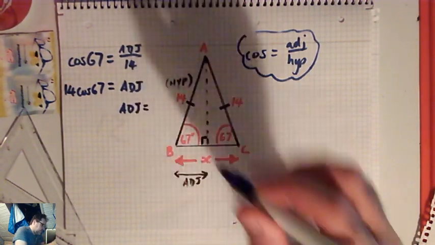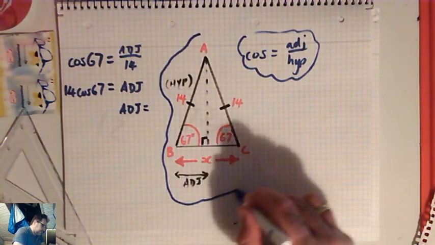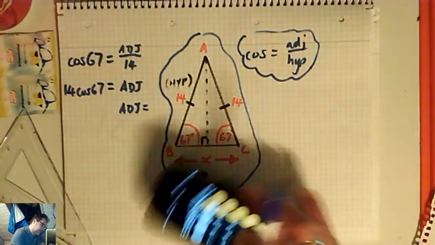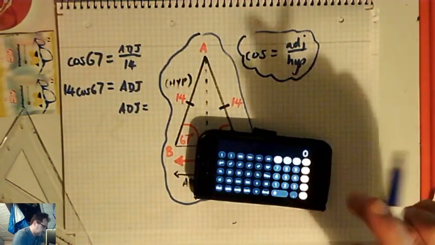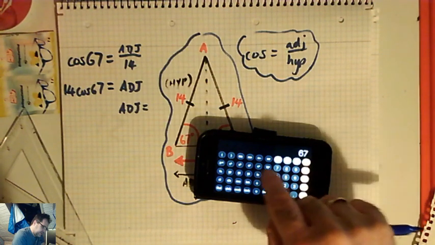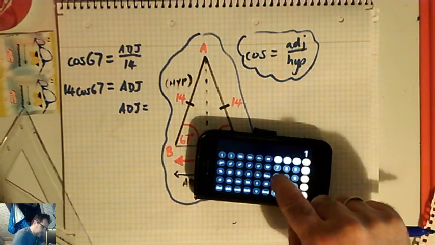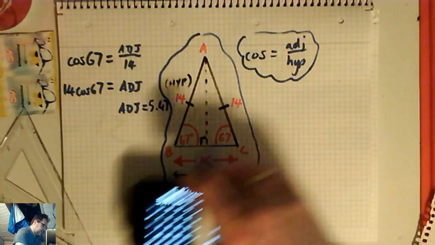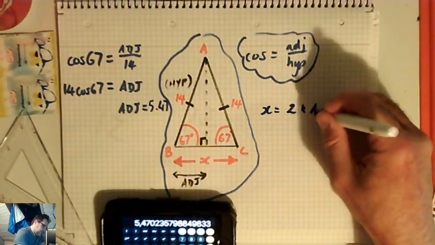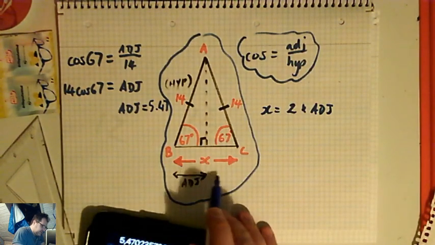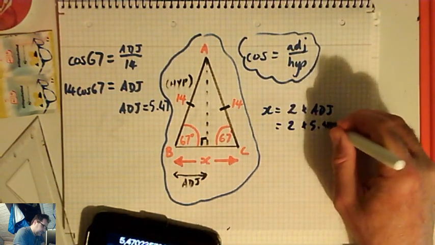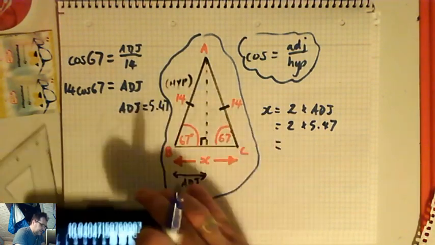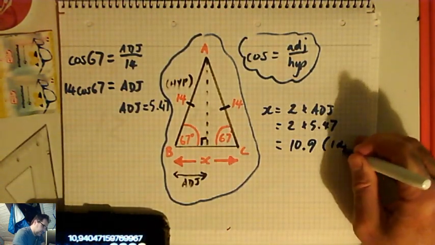So the adjacent equals, just going to fence off my diagram there. I wish I had a bit more space because that's kind of messy, but never mind. So get my calculator, get it into scientific mode, clear all the stuff from last time. So I've got to do it backwards on here. 67 cos times 14 is 5.47, and then the x is going to be 2 times that. So x equals 2 times the adjacent, because it's 2 of these. So 2 times 5.47, which is 10.94, I'm going to call that 10.9 to 1 decimal place.